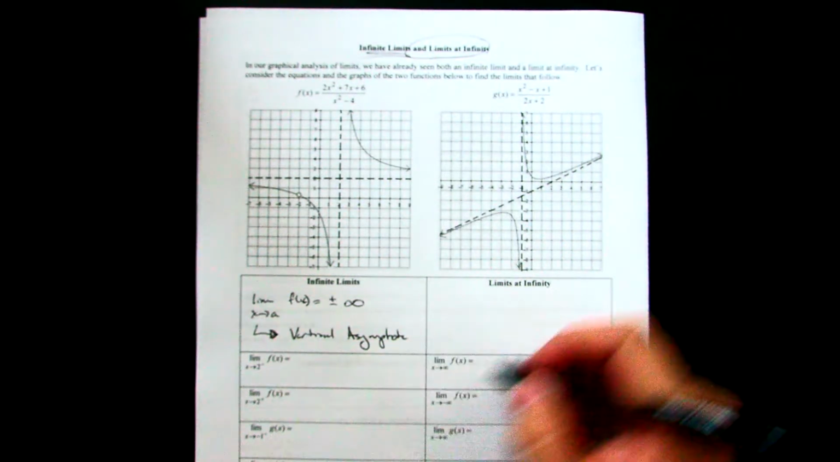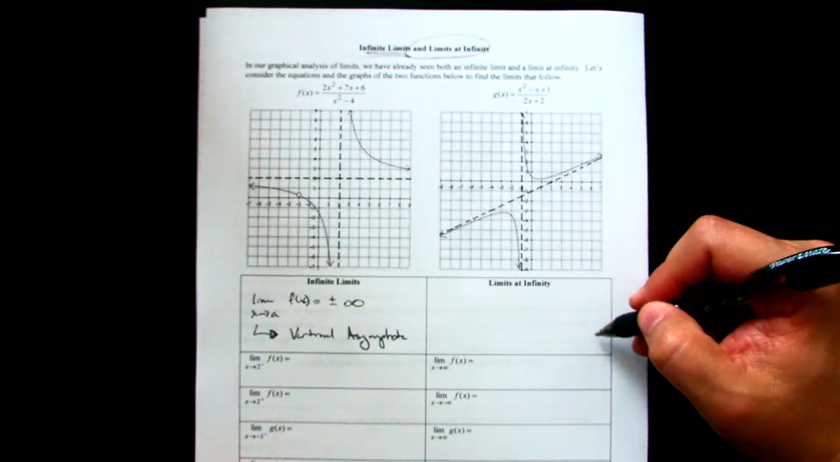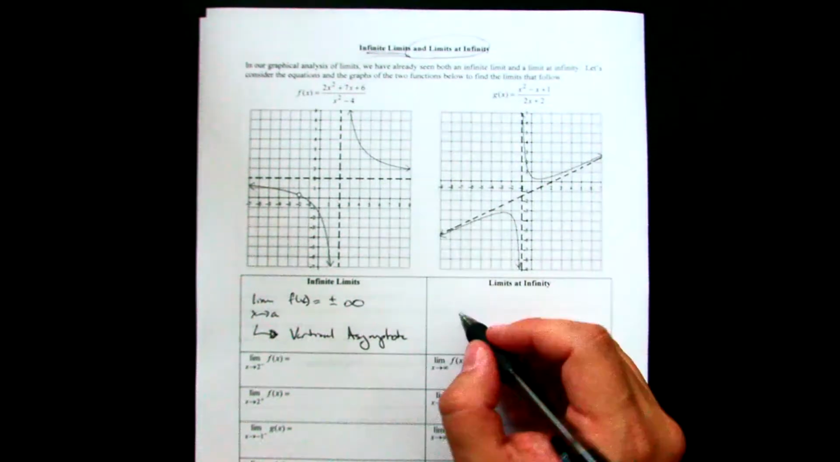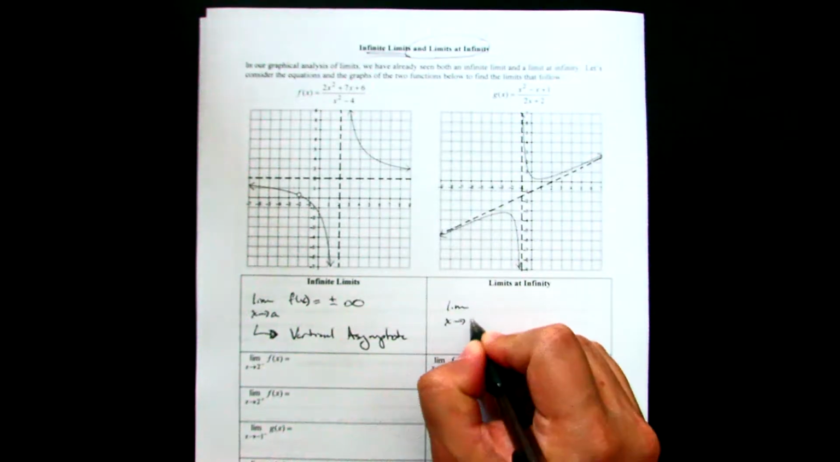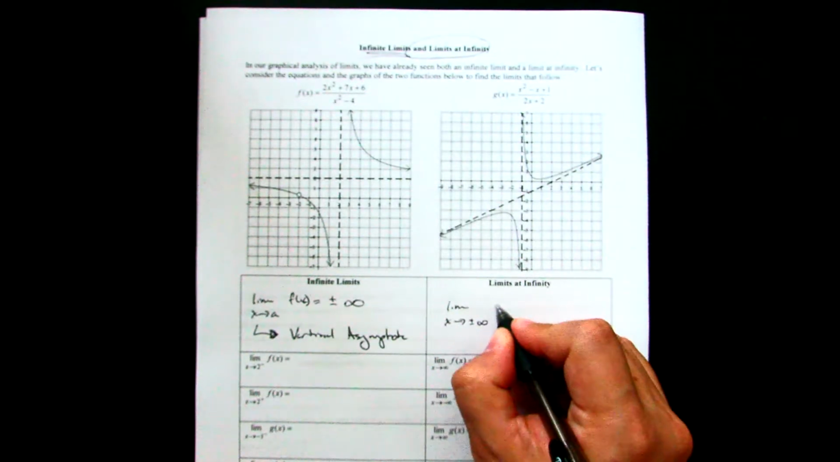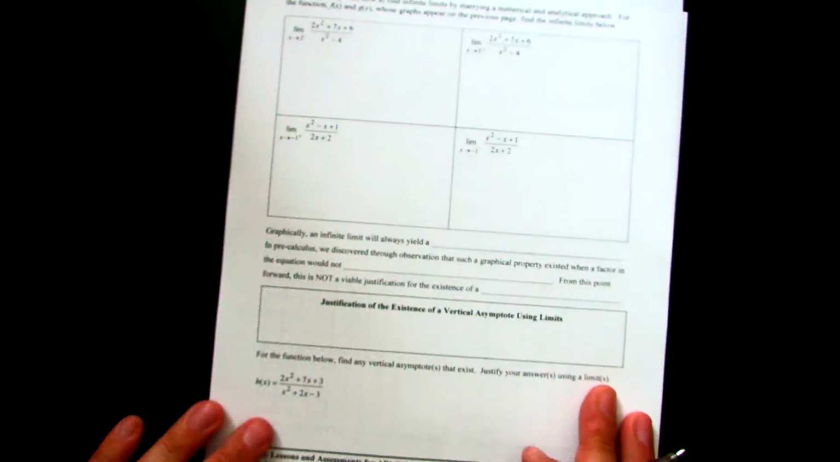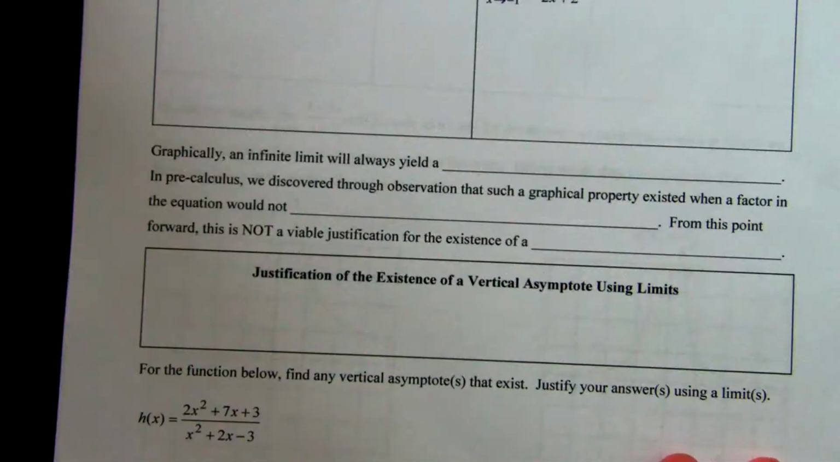We've already talked about that, so I'm not going to spend a whole lot of time on it. What we're going to mostly be talking about is limits at infinity, and that's when I have a limit as x goes to positive or negative infinity of some function. So as I go out towards infinity, what's happening to that function? The only thing I really want to hit clearly is the justification of the existence of a vertical asymptote using limits.